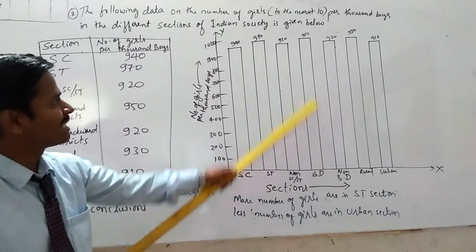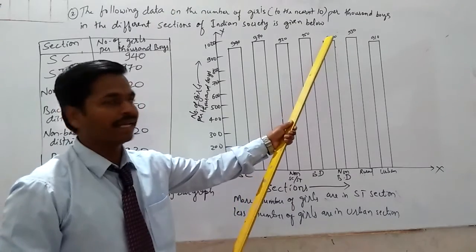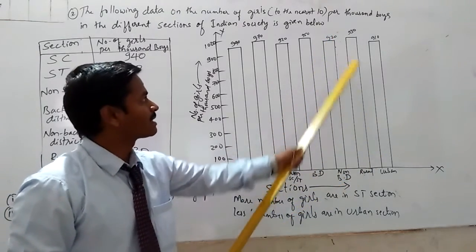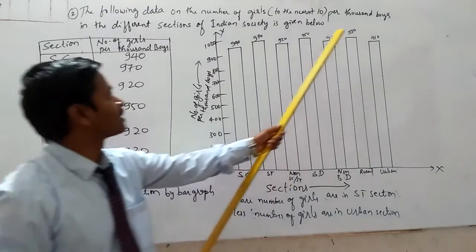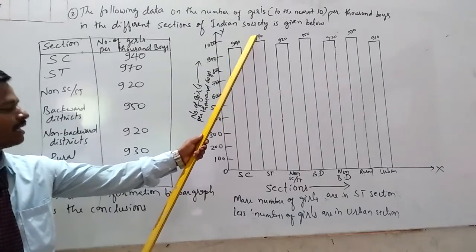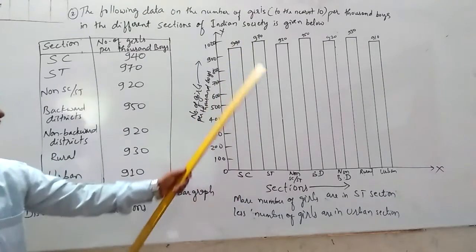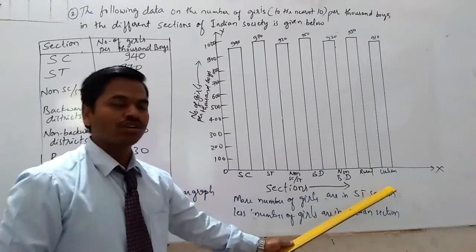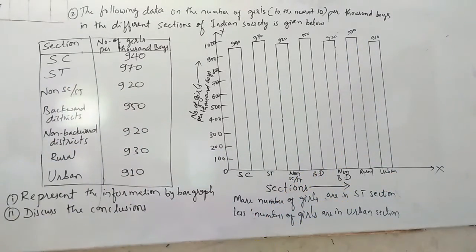In backward districts 950 girls are there. In non-backward districts 920 girls are there. In rural areas 930 girls are there. In urban areas 910 girls are there per 1000 boys. The highest ratio of girls is in the ST section, and the lowest ratio of girls is in the urban section. This is the required graph.